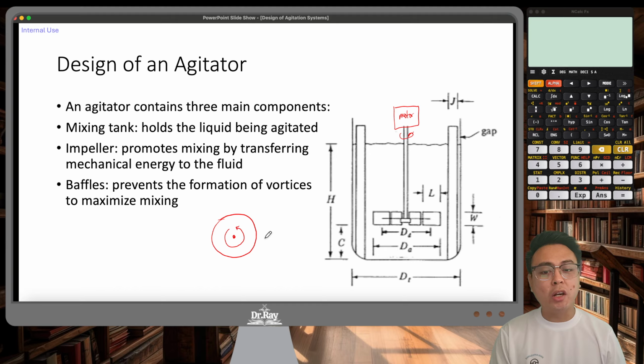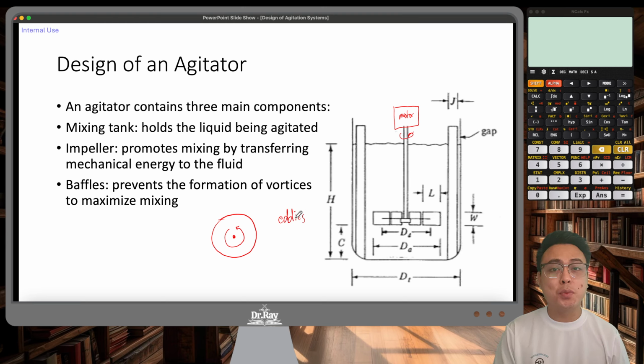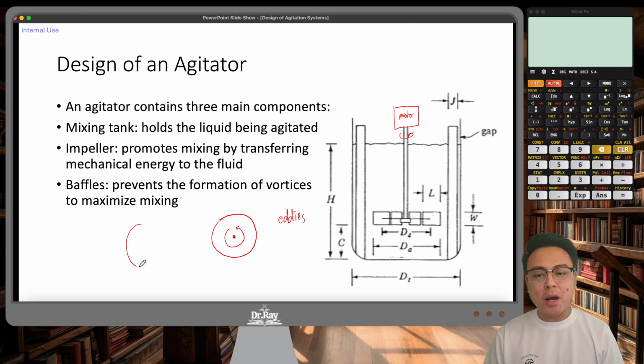So what we want here is not the formation of a single vortex, but the formation of many smaller vortices, which are akin to turbulent flow, because in turbulent flow we have what are called eddies, right? Eddies are technically just small vortices, and the more of these that you have, the better mixing you would have. So the effect of the baffle would look like this.